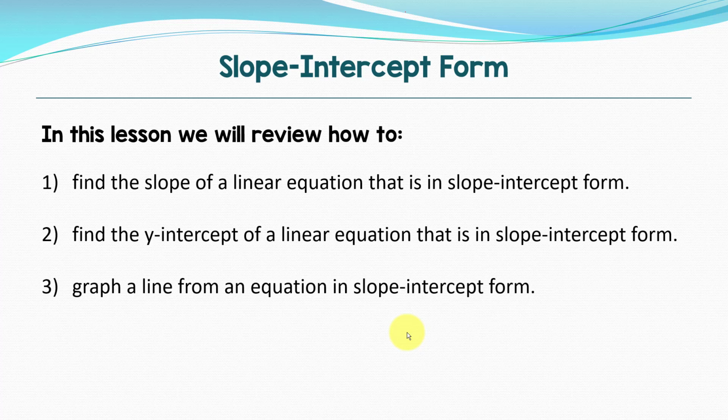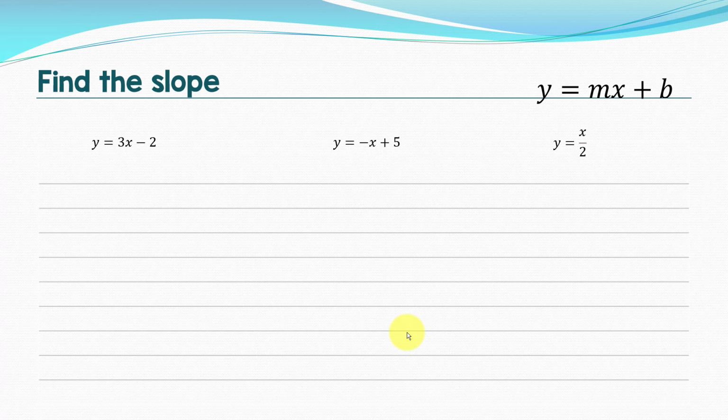In this lesson, we will review how to find the slope of an equation that is in slope-intercept form, find its y-intercept, and then be able to graph it after that. So first, looking at an equation in slope-intercept form, it's always going to have the format of y equals mx plus b, or in other words, y equals a number times the x plus some constant. And when you're in that format, you can easily look at these equations and find out what their slope is.